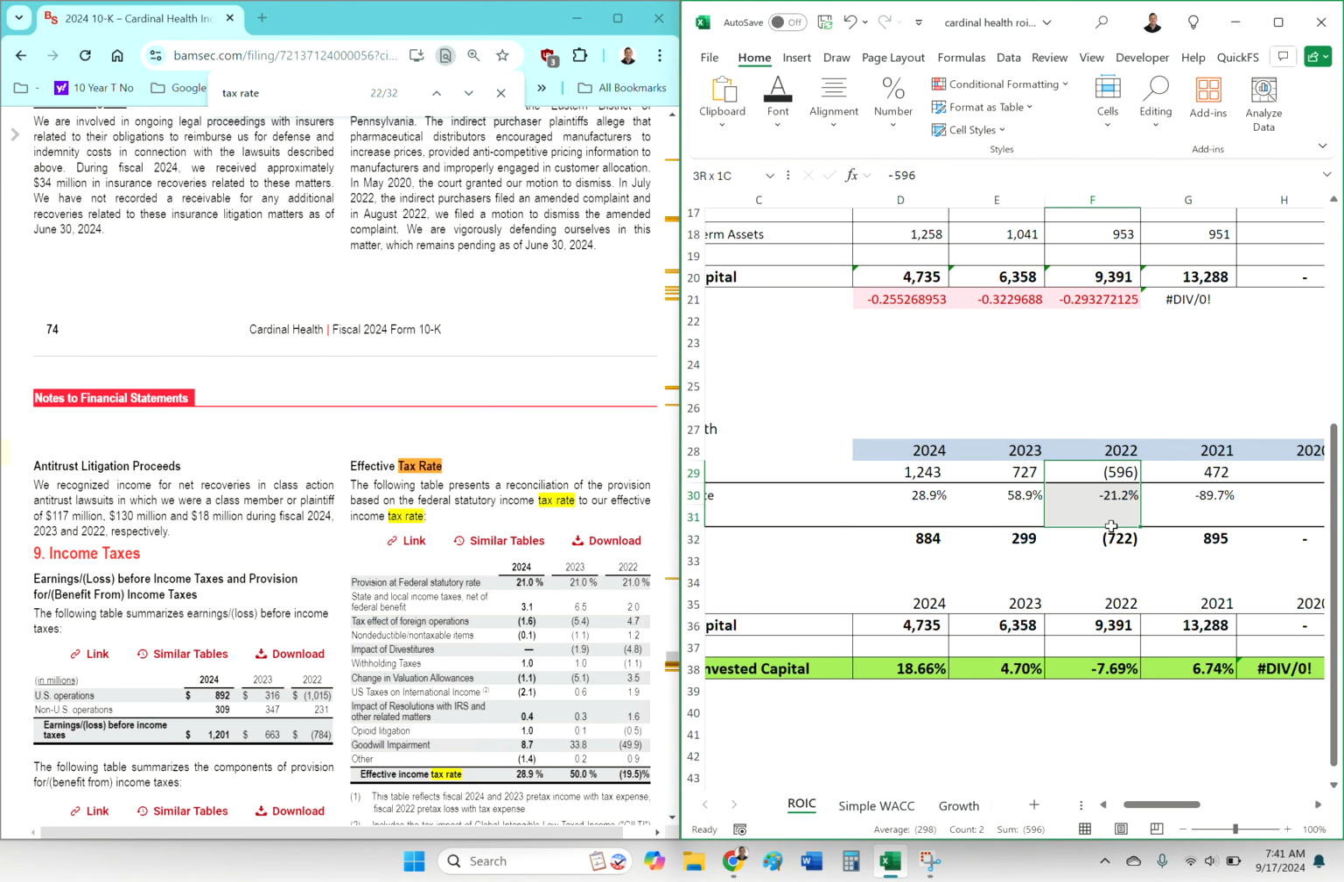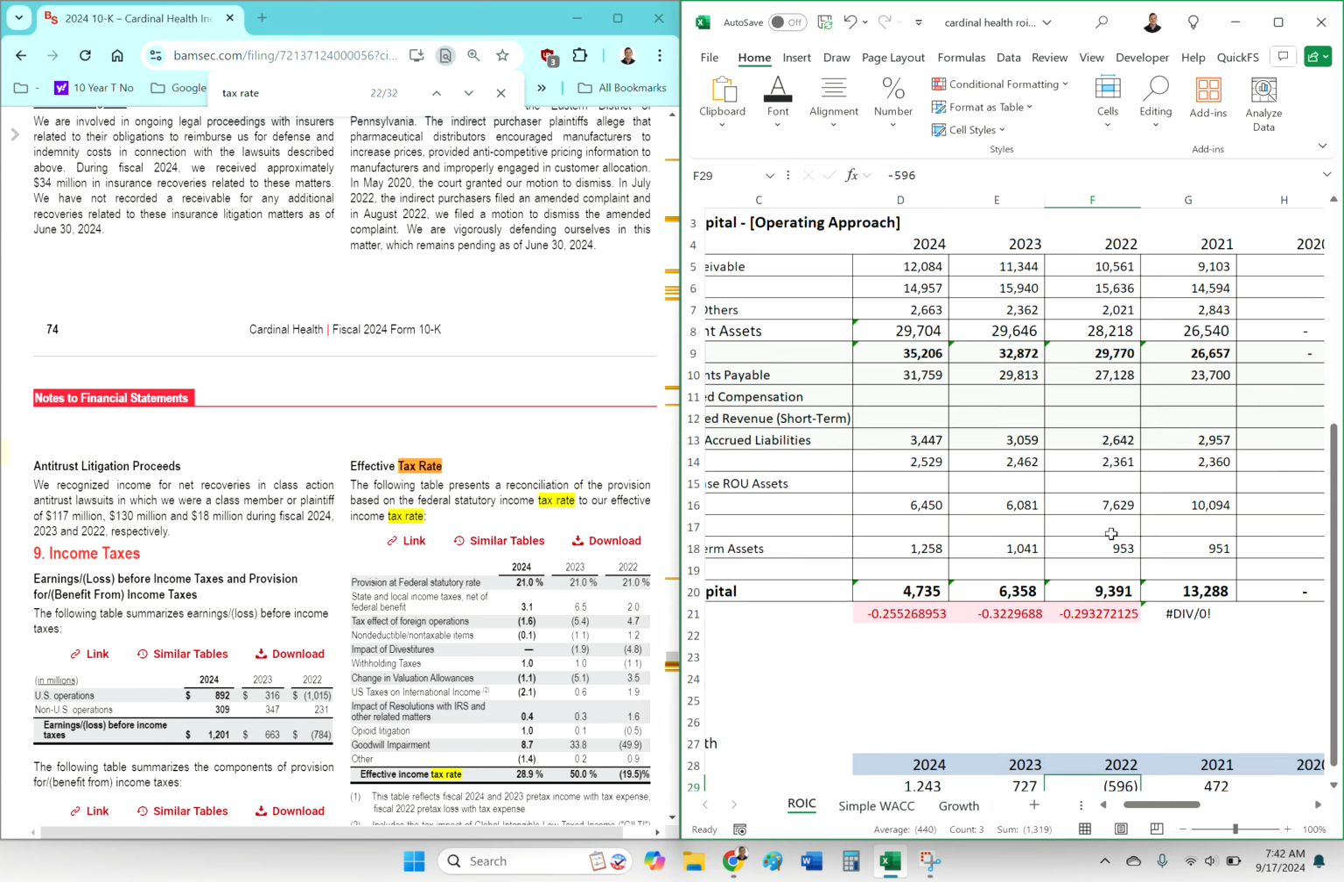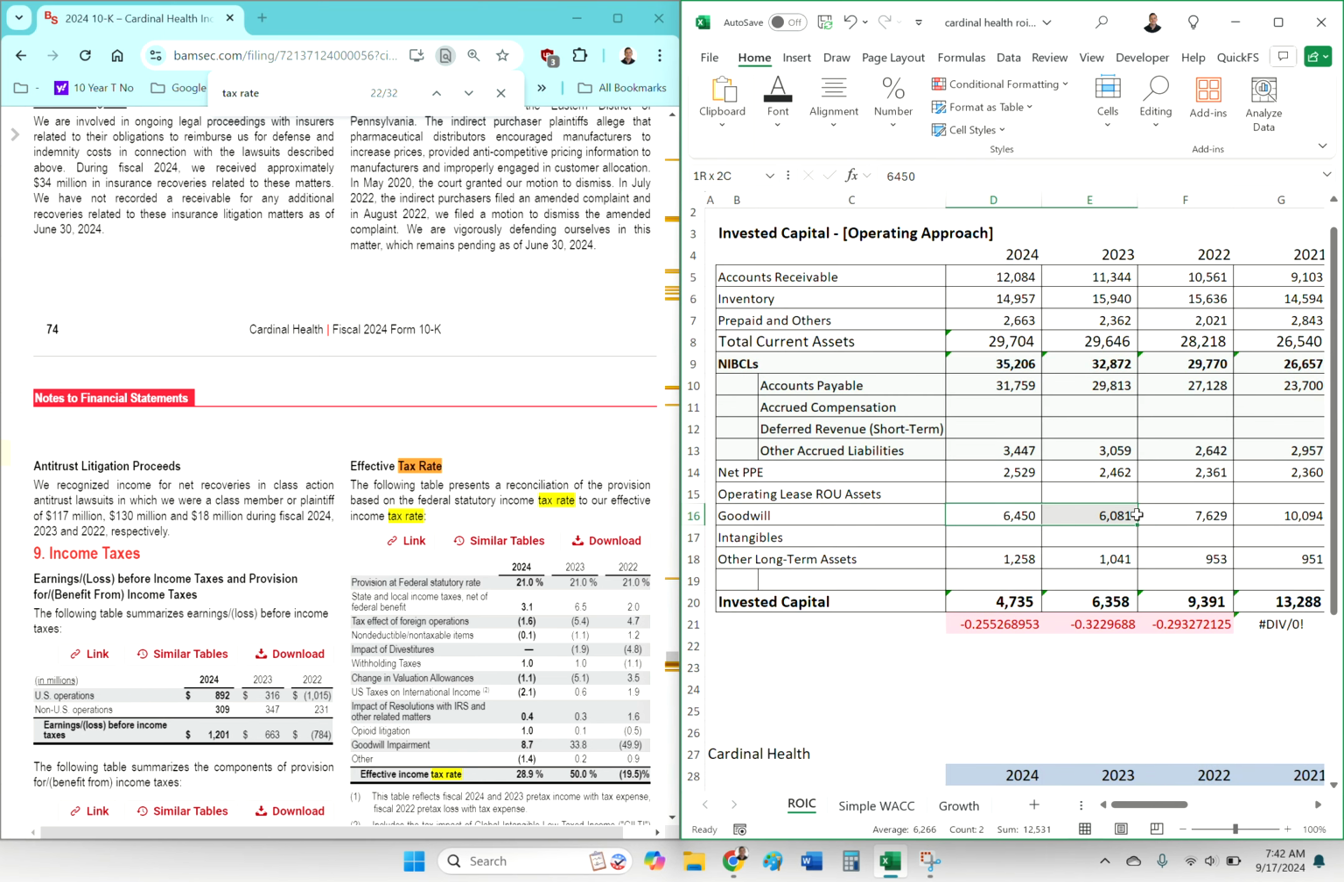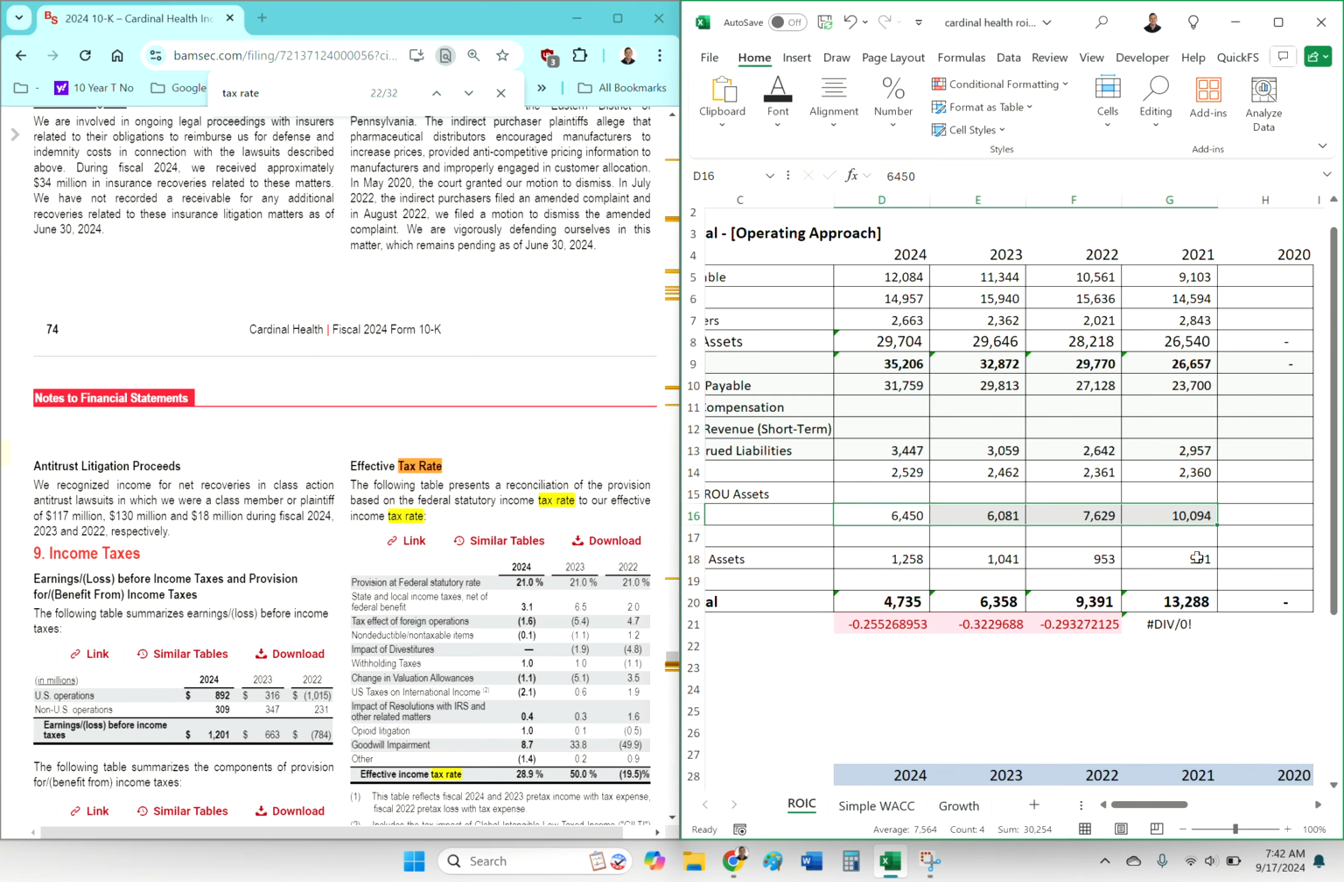When you see impairments, it's going to make future ROIC look better. And if you are giving them credit for impairments and assuming that they're good capital allocators, be careful about that.